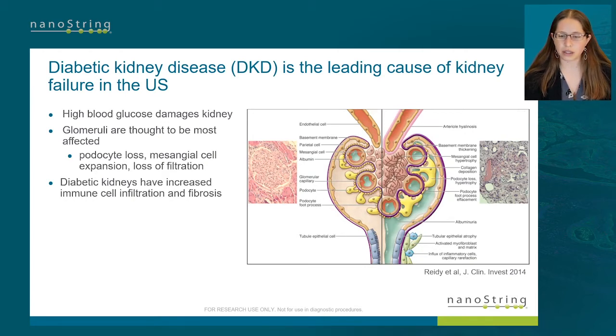One of the hallmarks of diabetic kidney disease is the loss of podocytes, which are a specialized cell type that helps form the filtration barrier. And so when the podocytes die, you end up losing proper filtration. Another hallmark of diabetic kidney disease is inflammation of both the glomeruli and tubules, as well as immune cell infiltration and fibrosis.